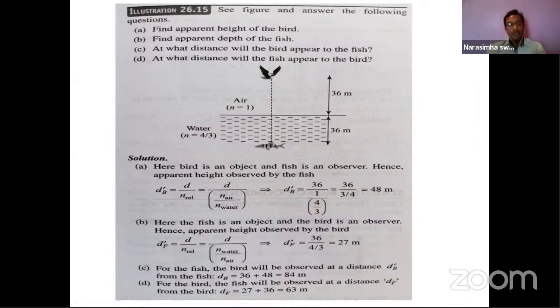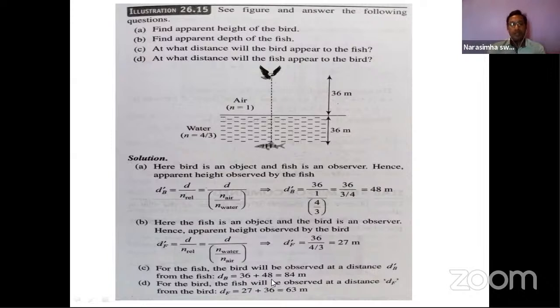Observe this 27 meters is less than the original. The original is how much? 36, but you are getting 27. So what you observe is that when the observer is observing from the rarer medium an object which is in the denser medium, the length will be diminished, minimized. With the help of this information, 48 and 27, you can get the following.